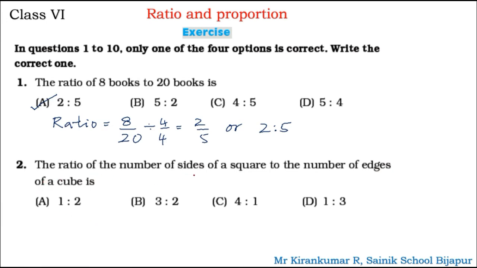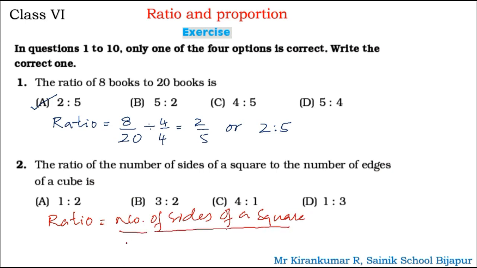The ratio of the number of sides of a square to the number of edges of a cube is. So here the ratio is between the number of sides of a square upon the number of edges of a cube. There will be 4 sides and 12 edges. So the ratio we get is 1 is to 3.